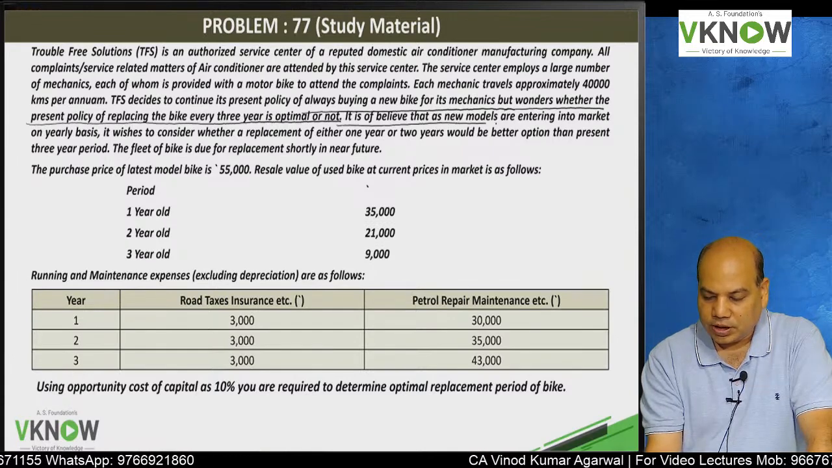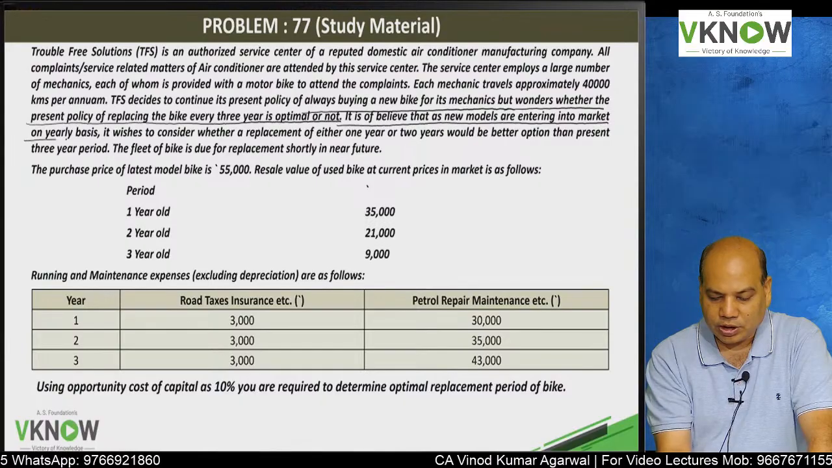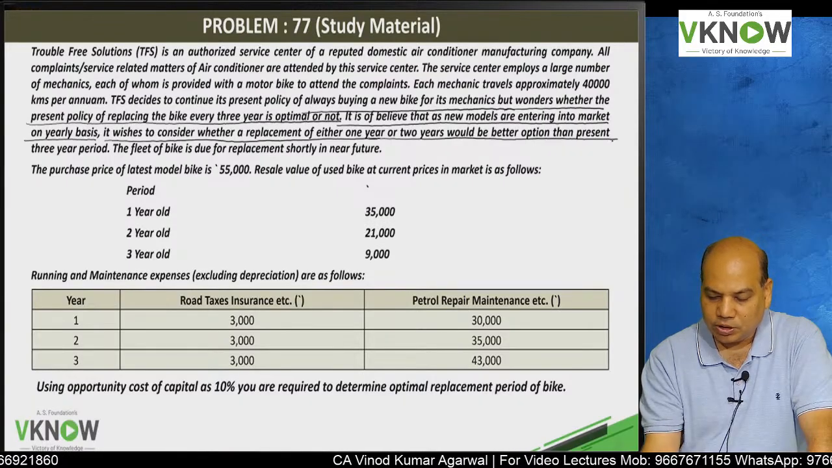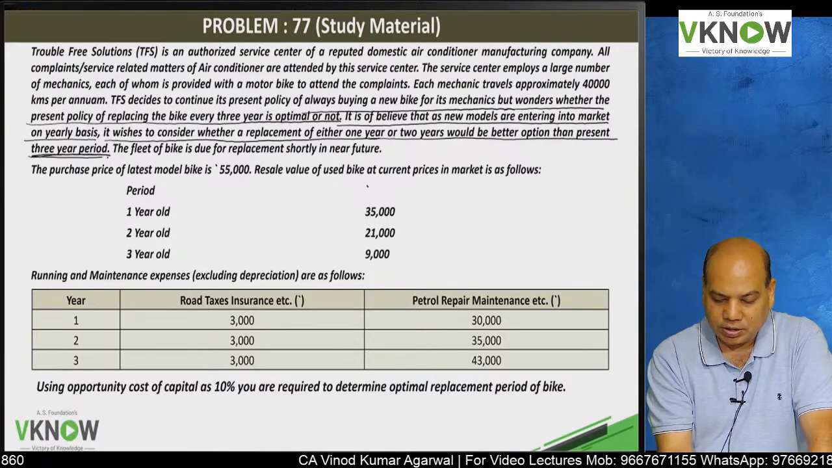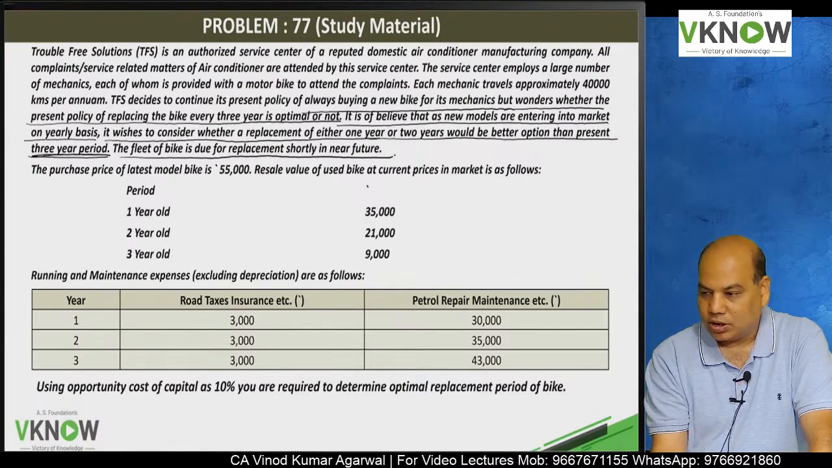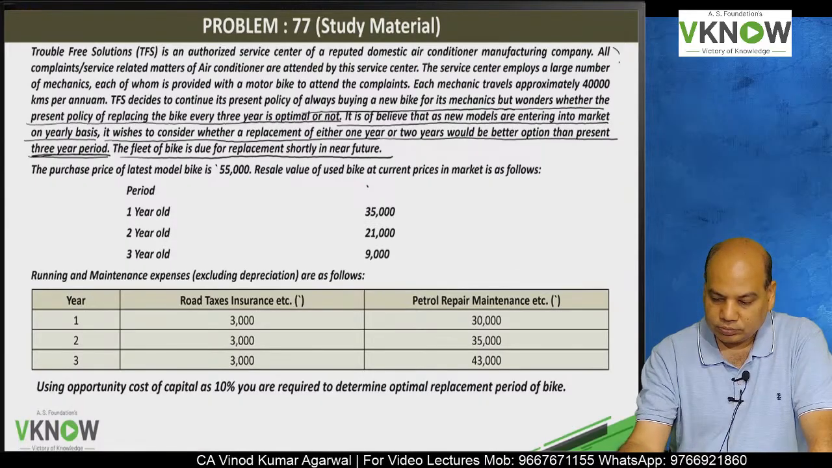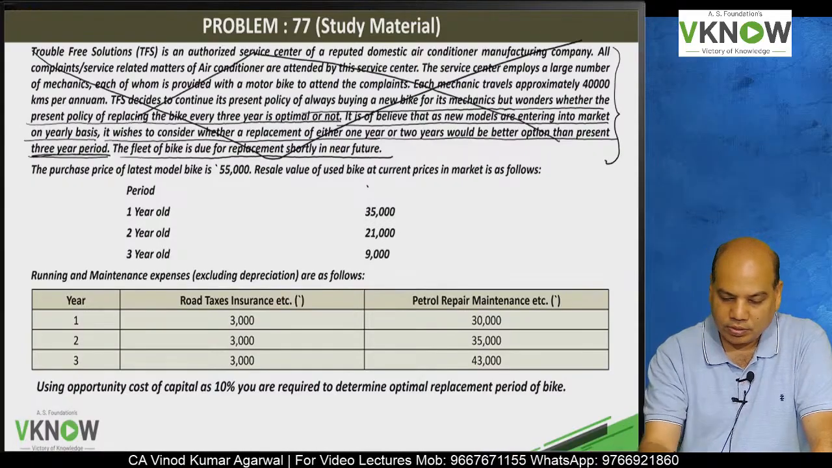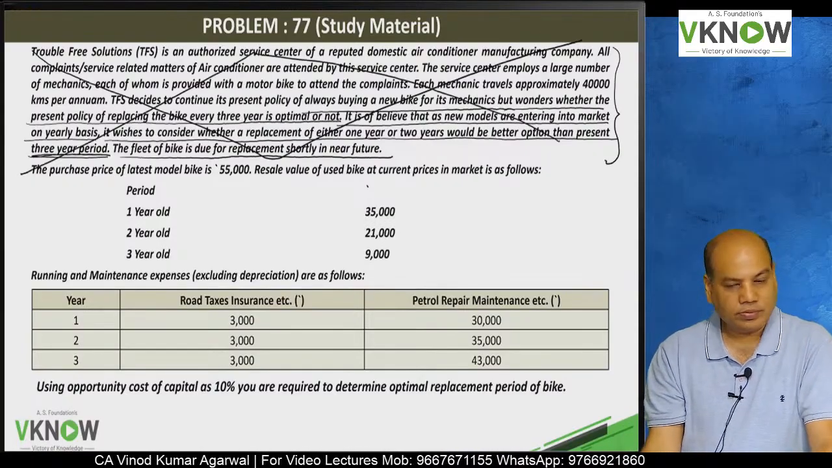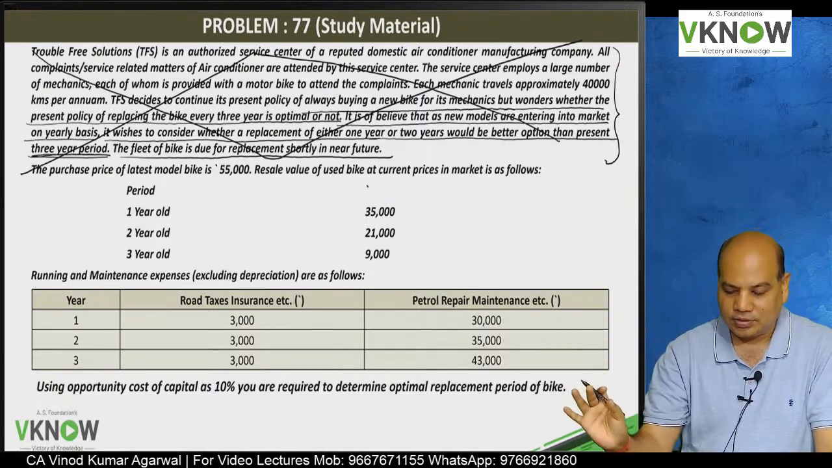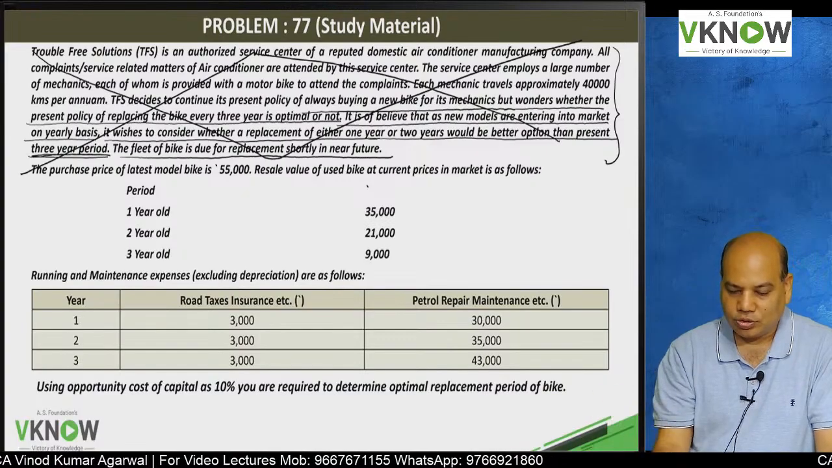It believes that as new models are entering the market on a yearly basis, it wishes to consider whether a replacement of either 1 year or 2 years would be a better option than the present 3-year period. The fleet of bikes is due for replacement shortly. This whole big paragraph is useless for solving the problem. They could have simply written: calculate the optimum replacement cycle. But they have created a long story behind it.